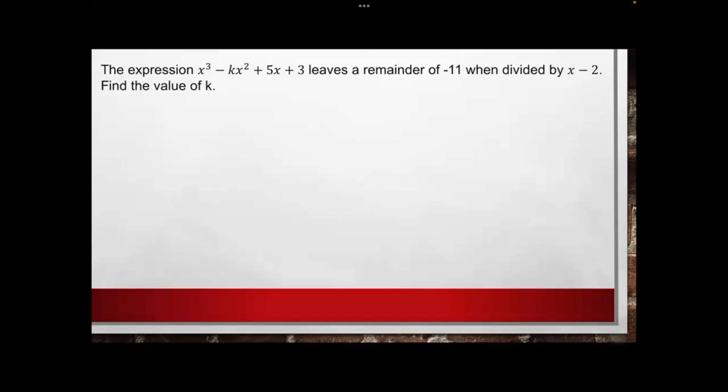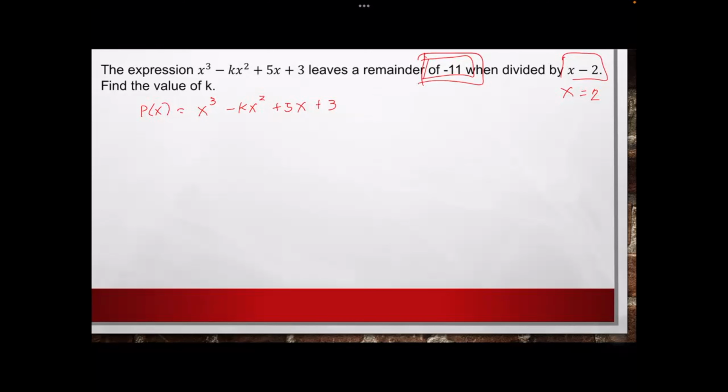So in this given, nakaroon tayo dito ng p of x is equal to x cubed minus kx squared plus 5x plus 3. Yung remainder natin ay negative 11 divided by x minus 2. So from here, x is equal to positive 2. Why it's positive 2? Kasi this transposition to get the value of x. Now, itong negative 11 na to, yan yung ating gagamitin later.